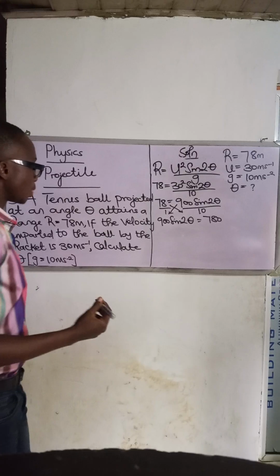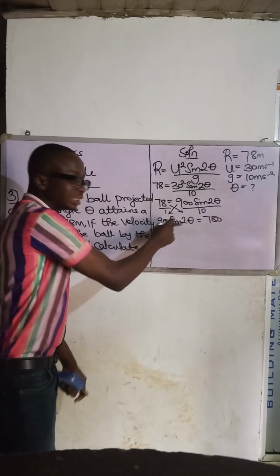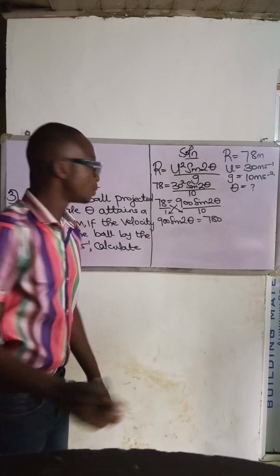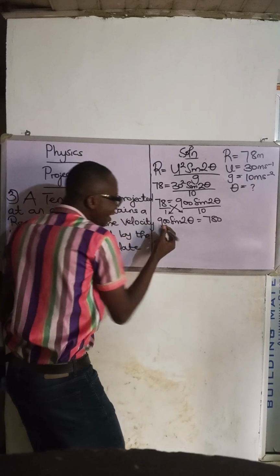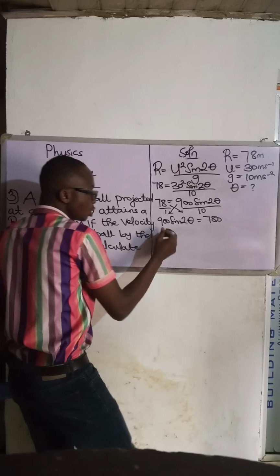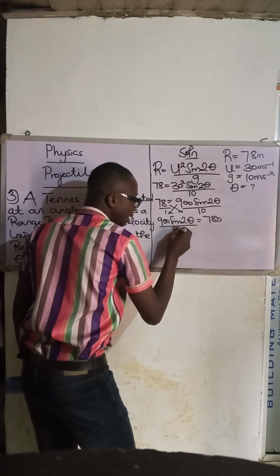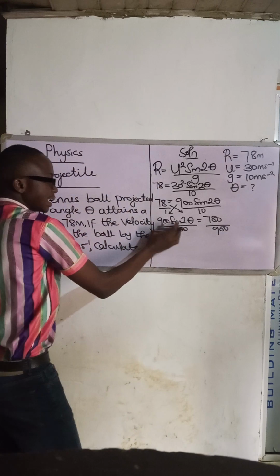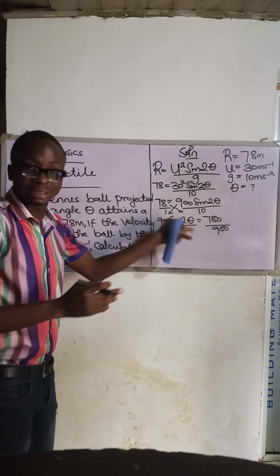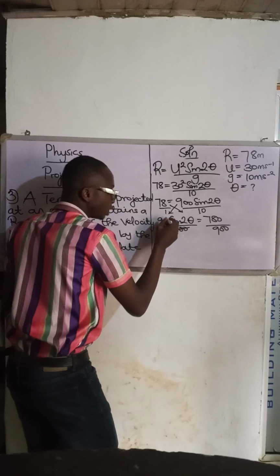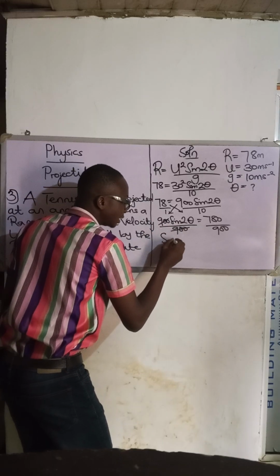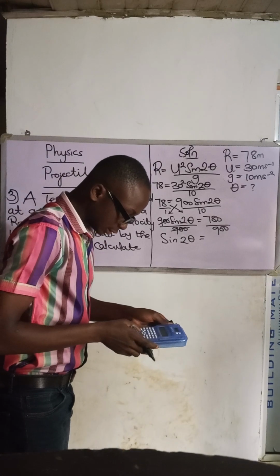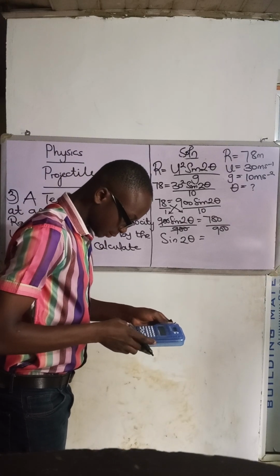Now, what do you do? Please follow. This is where students get it wrong. When students get to this point, they fumble. Now, what are we going to do? You divide both sides by 900. We divide both sides by 900 because we are trying to eliminate 900, because we are asked to calculate for theta. So we divide both sides by 900. 900 cancels 900. Then we have sine 2 theta is equal to 780 divided by 900.